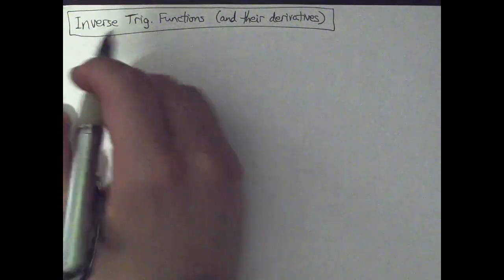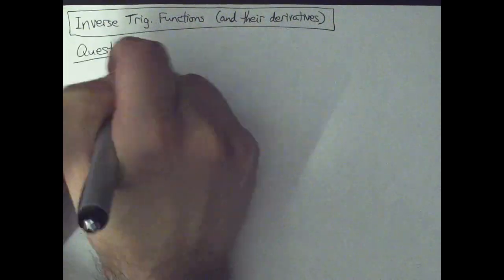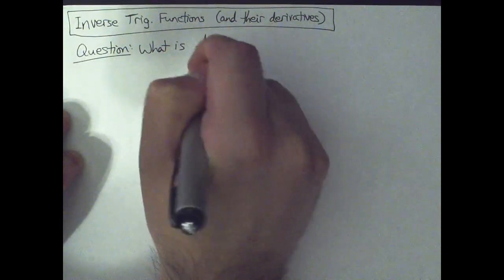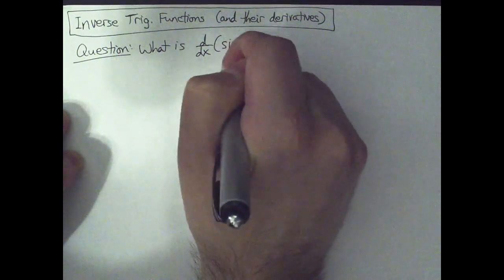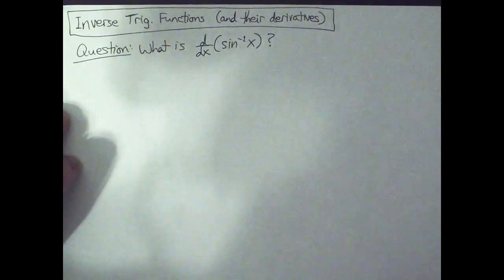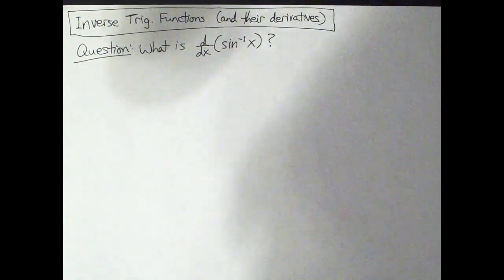Let's start with the question of what is the derivative of inverse sine of x. Of course, in this class, we've already talked about derivatives of things like sine and cosine and tangent, the ordinary trig functions, right? And now we need to talk about their inverses.